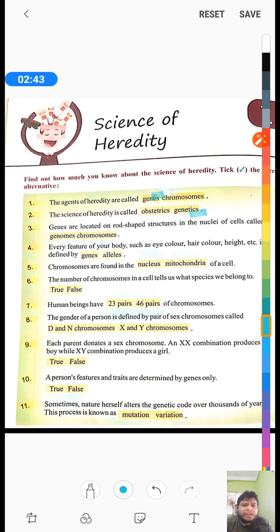Third question, genes are located on rod shaped structures in the nuclei of cells called. So, two options are given, whether it is genomes or chromosomes. What do you feel is the answer? The answer will be chromosomes. Okay, I marked it for you. Please, if you have the book, mark it in your books and learn it as well for your upcoming tests and exams, and also for knowledge, because I will be holding quiz competitions later on.